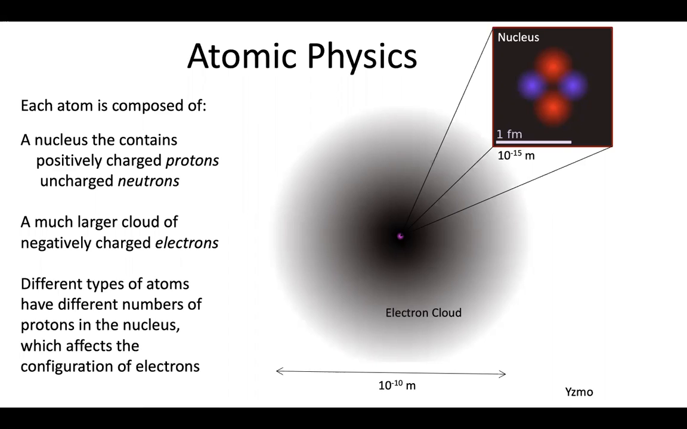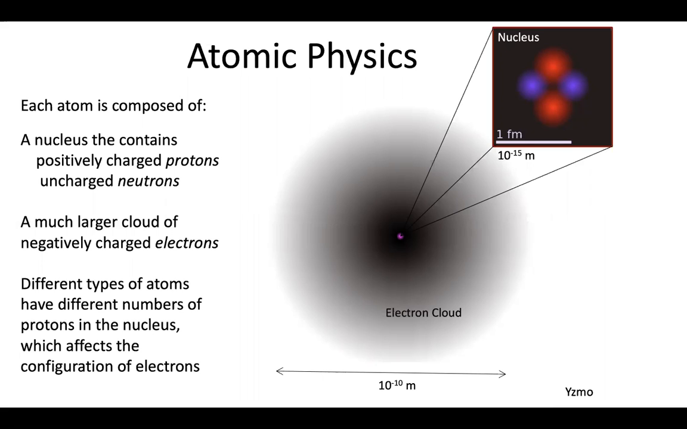The basic picture of the atom that I think most people know is that there is, of course, a very dense nucleus, which contains the protons and the neutrons and is fundamentally positively charged. It is surrounded by a much larger cloud of negatively charged electrons that are basically held in place by their electrostatic attraction to the nucleus. Different types of atoms have different numbers of protons in their nucleus, and that affects the configuration and structure of the electrons surrounding them.